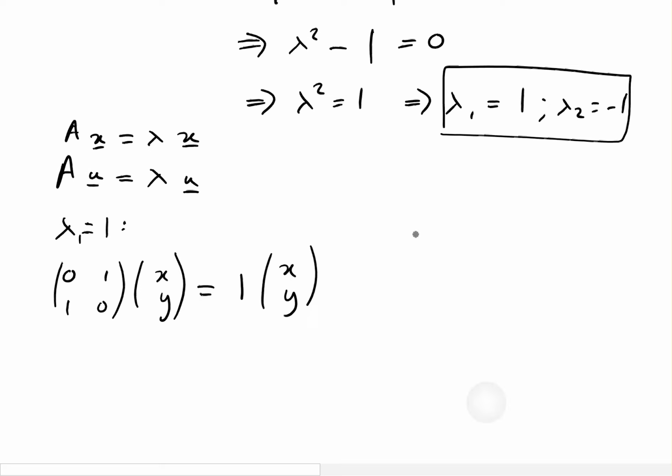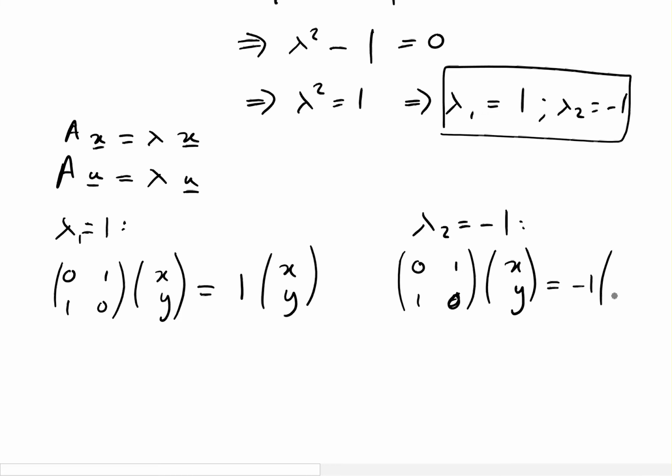Okay, and then let's do the same thing over here for lambda 2 equals minus 1. So I'm going to end up with 0, 1, 1, 0, multiplied by my variables x, y. Okay, and that's going to be equal to negative 1 times my variables x, y. So I'm going to solve these two equations. I'm going to end up with 0 times x plus 1 times y, and that's going to be equal to 1 times x. Then if I do this one, I've got 1 times x plus 0 times y is equal to 1 times y.